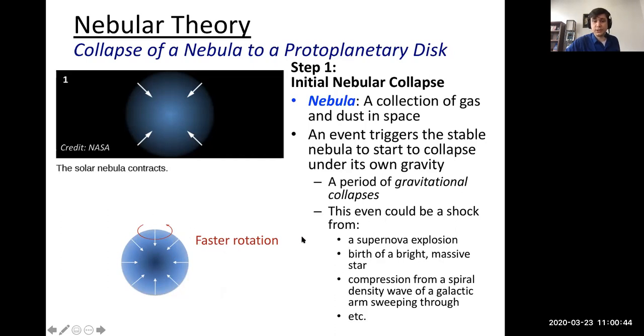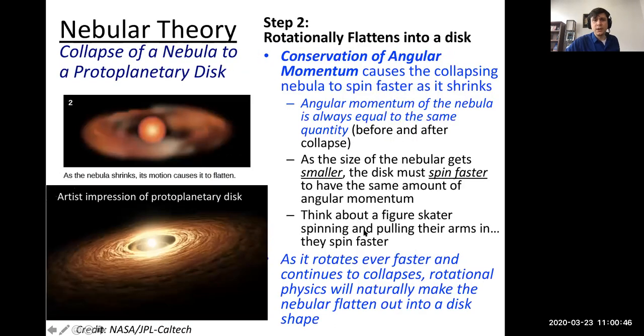The red arrow is showing the rotation. So why does it actually spin faster and faster as this cloud collapses? What is the physical mechanism at play here, and what are the consequences? It spins faster, just like the figure skater. As they pull their arms in, they spin faster and faster. Why does that happen? Through what is called conservation of angular momentum.